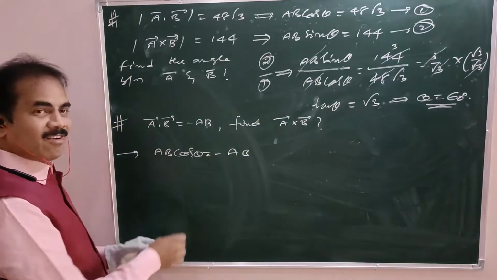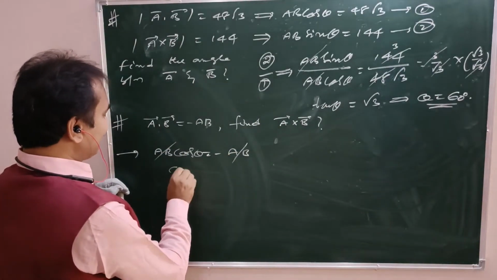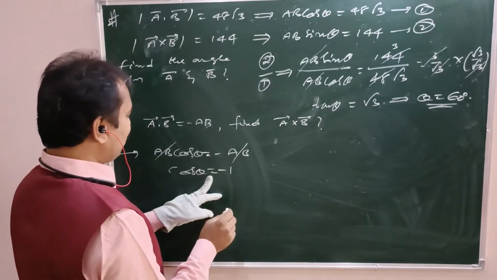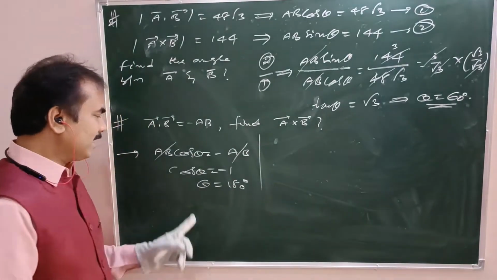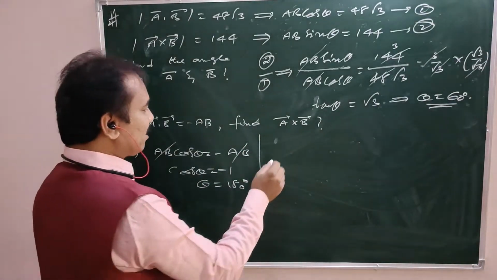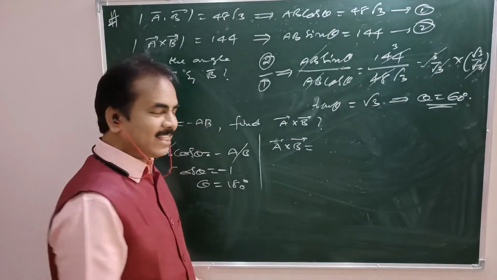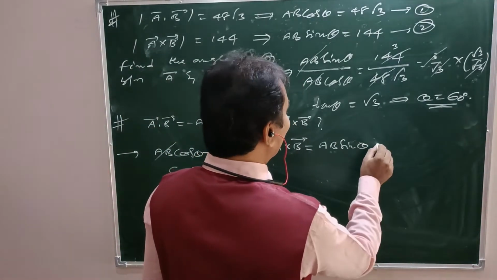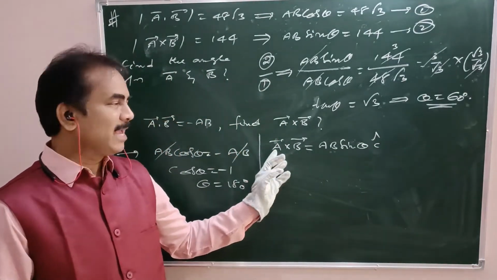Same can be written as AB cos theta, that is minus AB. AB gets cancelled. We are left with cos theta equal to minus 1. What about theta? Theta equal to 180 degrees. Cos theta minus 1 means theta is 180 degrees. Now coming to A bar cross B bar. A bar cross B bar can be written as AB sin theta into some unit vector C cap, which is normal to A bar, B bar and also the plane of A bar and B bar.